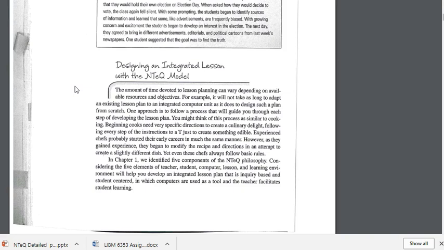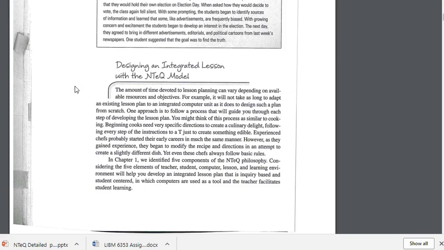Experienced chefs, though, probably started their early careers in the same manner. However, as they gained experience, they began to modify the recipe and directions in an attempt to create a slightly different dish. Yet even these chefs always follow the basic rules. So that's what we're going to work on, this NteQ philosophy.